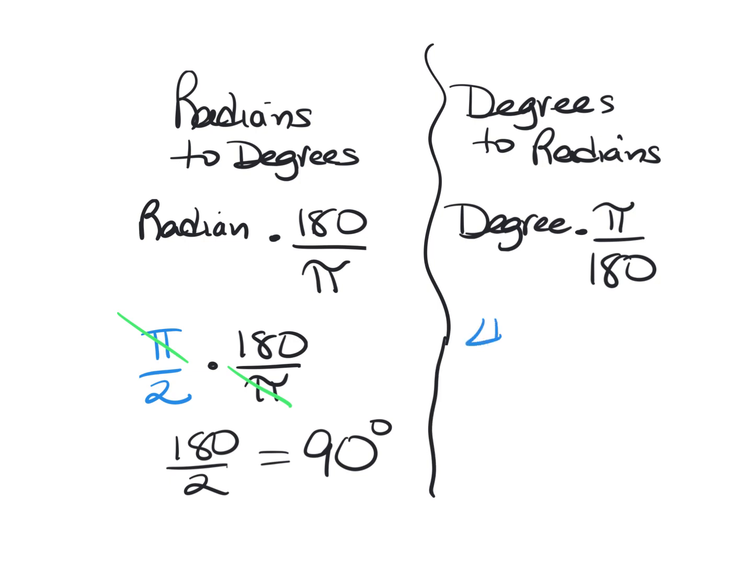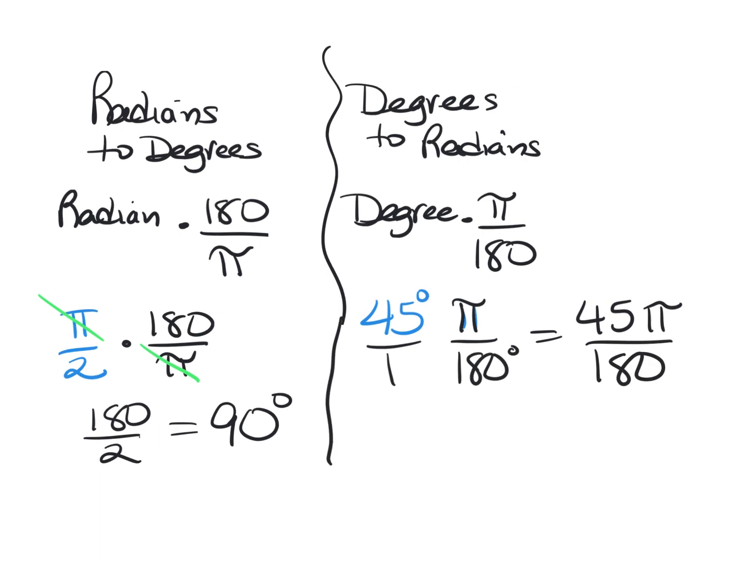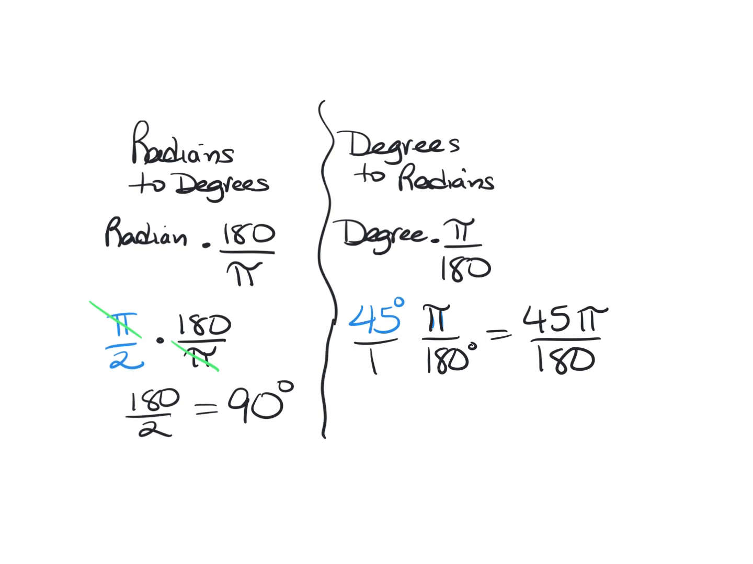So let's say I gave you 45 degrees, and I want you to convert that to radians. I'm going to multiply that by pi over 180. I want a simplified fraction here. So you can either choose to simplify before you multiply, or multiply and then simplify. I can divide both of these by 45, and this reduces. I can divide this by 45, and this by 45, and my final answer is pi over 4. So I want it as a simplified fraction.